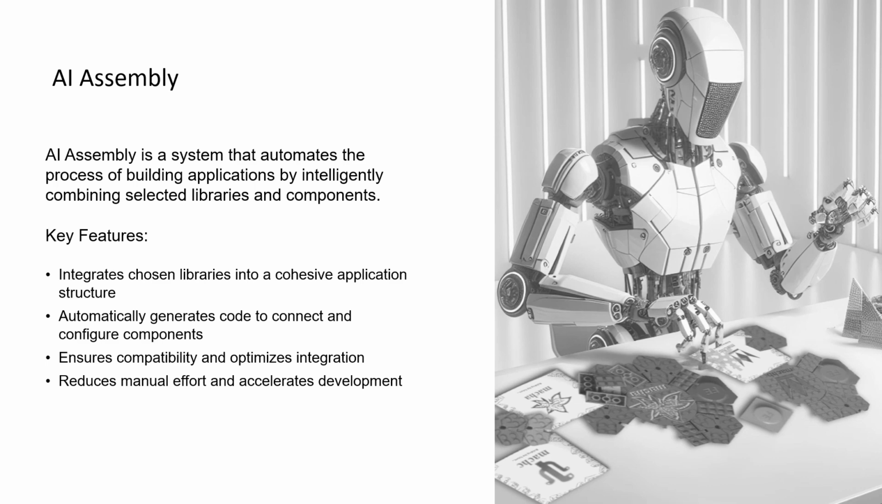AI assembly is a system that automates application creation by intelligently combining selected libraries and components, guided by the Bindex repository. It integrates these libraries into a cohesive application structure, automatically generates code for connecting and configuring components, ensures compatibility, and optimizes integration. This approach reduces manual work and accelerates development. By using AI assembly, developers can streamline the creation of reliable applications, save time, and minimize errors.